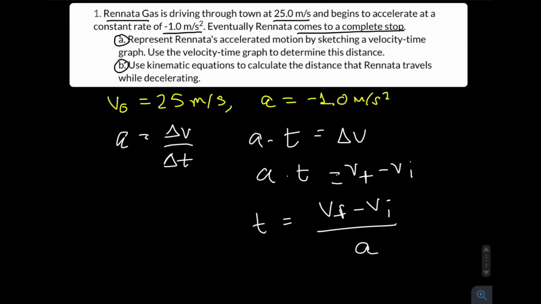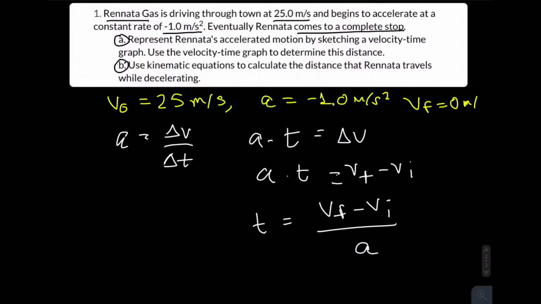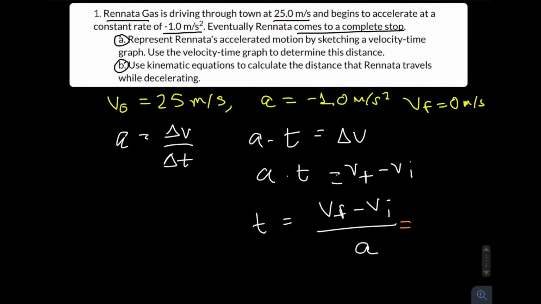Now we see that it says that it came to a complete stop. So what that really means is that the final velocity is actually 0 meters per second, because they're not moving. You can't have velocity and just be at a stop, right, in this case. So that just means that our change in velocity is actually 0 minus 25, which is negative 25. And our acceleration was already negative 1. So our time is just 25 seconds.